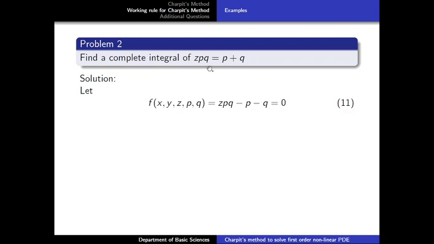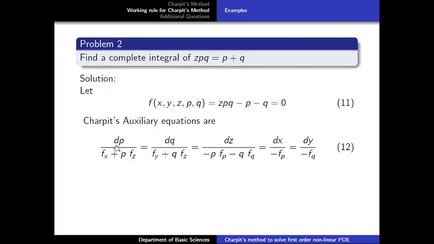First, we reorganize the given expression into the form f of x, y, z, p, q equal to 0. That is, we move p plus q to the left and we get zpq minus p minus q equal to 0. Now we write Charpit's auxiliary equations.